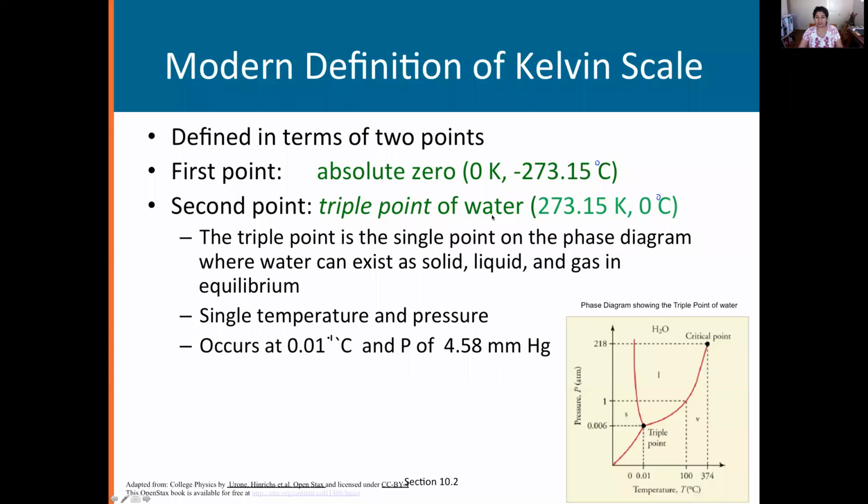So you might be wondering, what is triple point? Triple point is where the 3 states of water, solid, liquid, and gas, that means ice, liquid water, and steam, all coexist. That means at a certain temperature and pressure, it's possible to have all 3 states occurring.